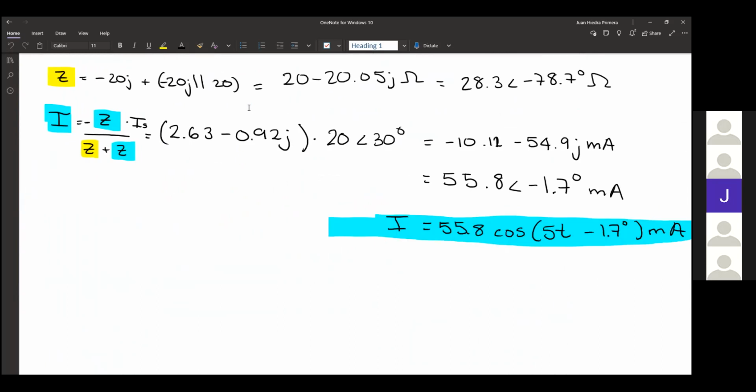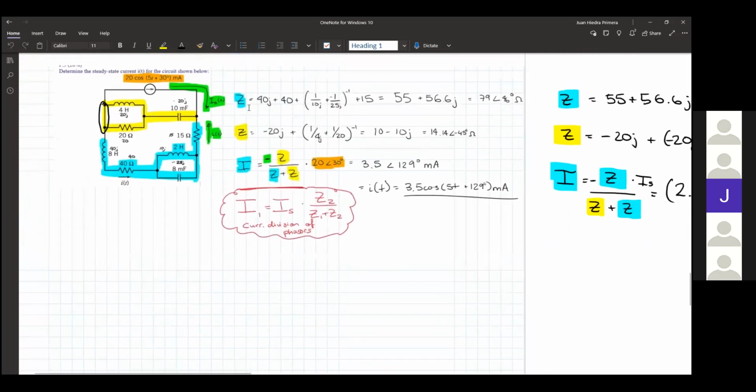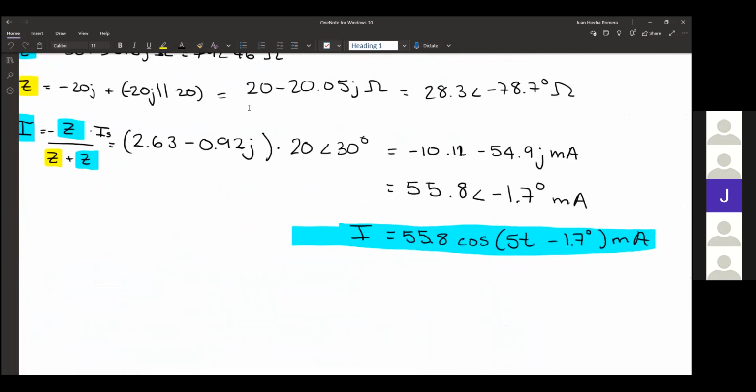Any questions on that one? The entire thing was just impedance division. Pretty much, yeah. It was just current division using impedances.